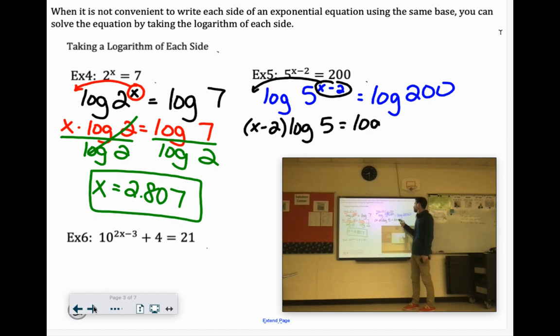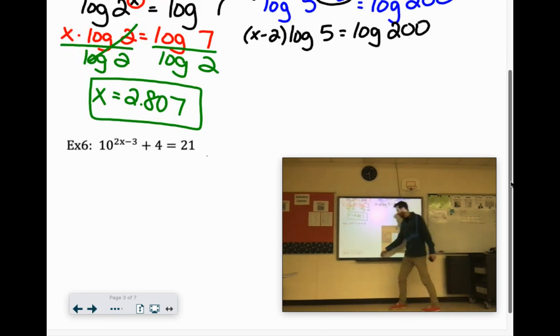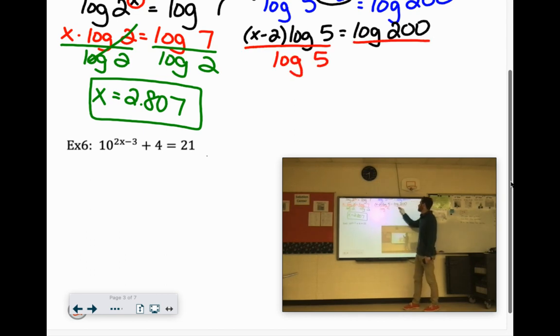equals log 200. And you're going to do this procedure so much that eventually you might be able to just kind of go to this next step where you're dividing by that log of 5. But let's not get carried away at this point.